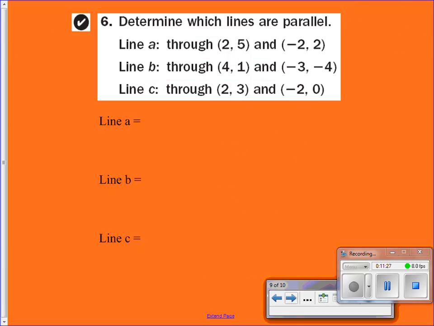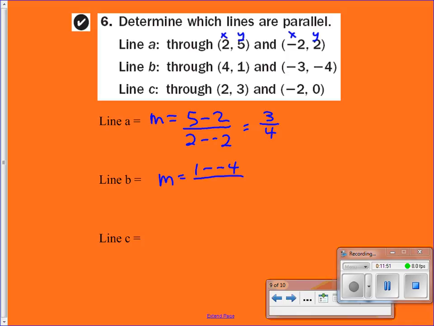So if you're given 2 points, remember how we find slope of 2 points? We subtract our y's, 5 minus 2 from line A, over 2 minus negative 2. I did x and y, used my formula. 3/4. Line B, I'd subtract my y's, subtract my x's, and you get 5/7. Those are not the same slope, so I know that line A and line B are not parallel.